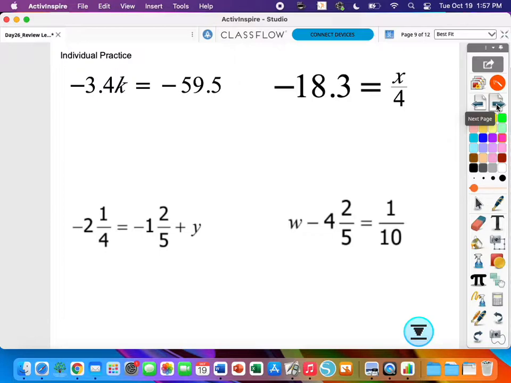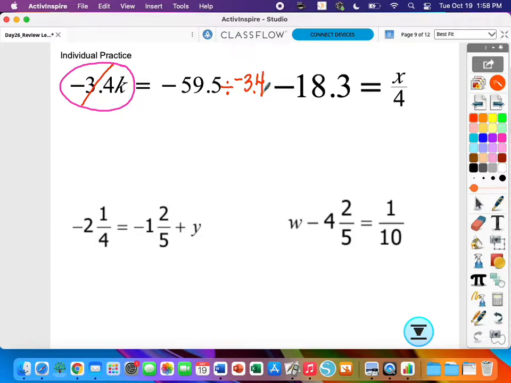All right, my first one, and it's just solving one step. You're not solving more than one step. My first one is this right here. It says negative 3.4 times k equals negative 59.5. When you look at this negative 3.4 times k, you need to recognize that you're not subtracting here. You are multiplying. And if you're multiplying, then what is the inverse of multiplication? It is division. So write down that division sign. What are we dividing by? Negative 3.4.